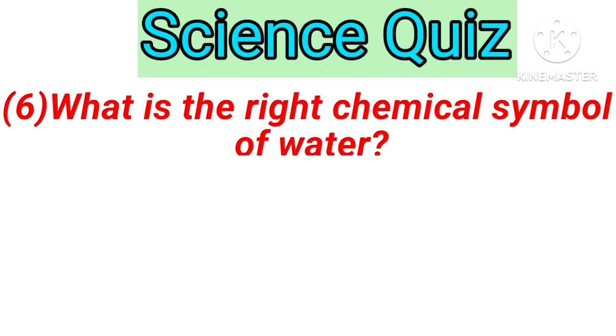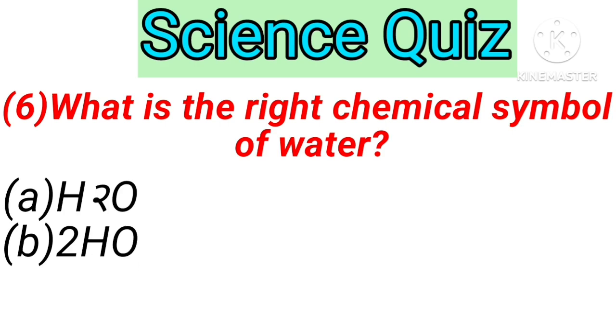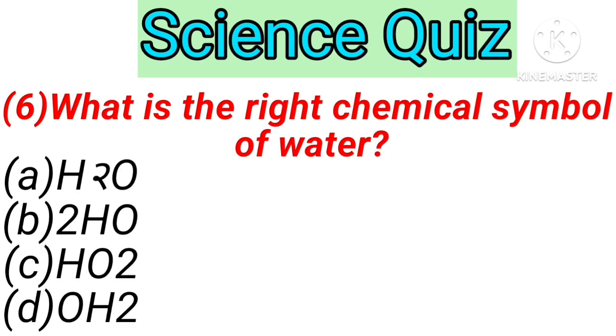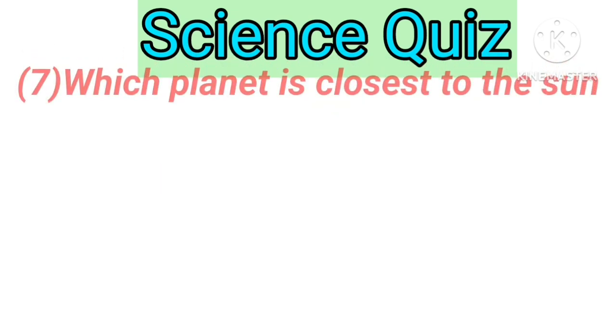Question number 6. What is the right chemical symbol of water? Options are H2O, 2HO, HO2, OH2. Right option: H2O.